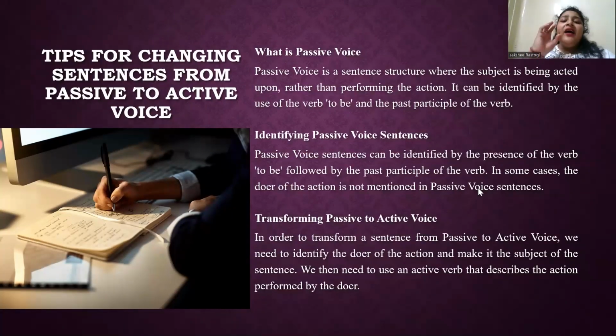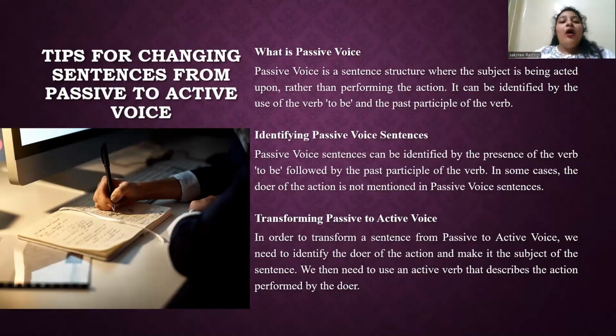So here I have some tips for changing a sentence from passive to active voice. First, identify the passive construction. Look for the verb in the passive form, for example was, been, being, and the past participle of the main verb, such as written, done, made. Find the agent. You have to determine who or what is performing the action described by the verb. This will become the subject of the active sentence.